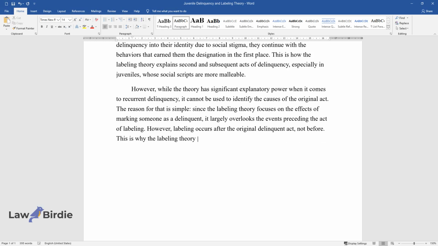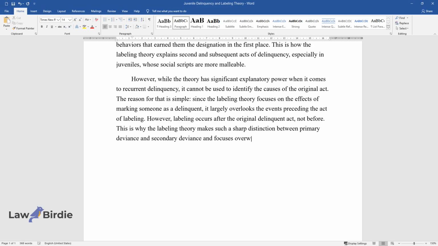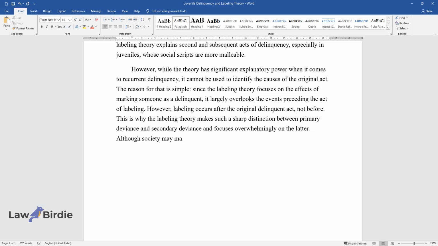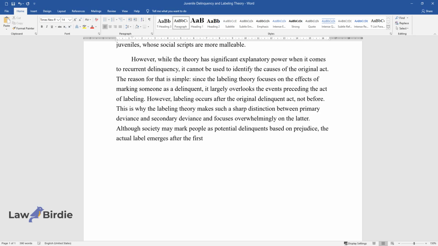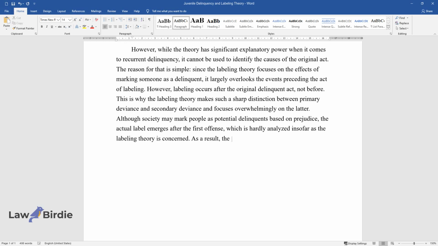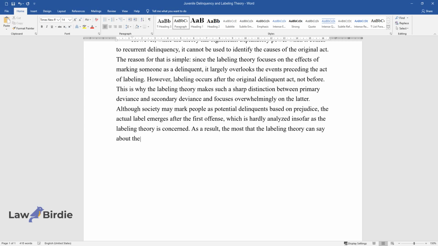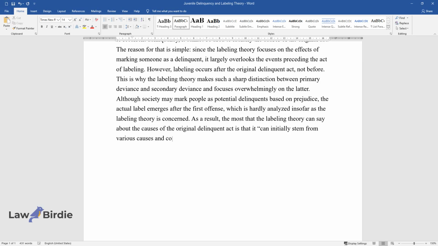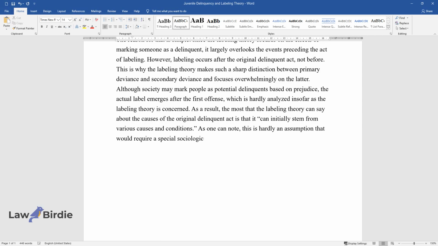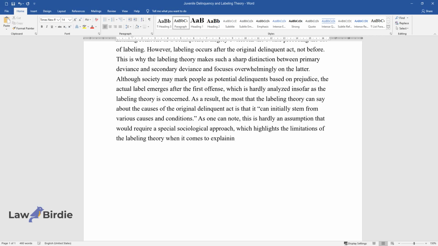This is why the labeling theory makes such a sharp distinction between primary deviance and secondary deviance and focuses overwhelmingly on the latter. Although society may mark people as potential delinquents based on prejudice, the actual label emerges after the first offense, which is hardly analyzed insofar as the labeling theory is concerned. As a result, the most that the labeling theory can say about the causes of the original delinquent act is that it can initially stem from various causes and conditions. As one can note, this is hardly an assumption that would require a special sociological approach, which highlights the limitations of the labeling theory when it comes to explaining the first delinquent act.